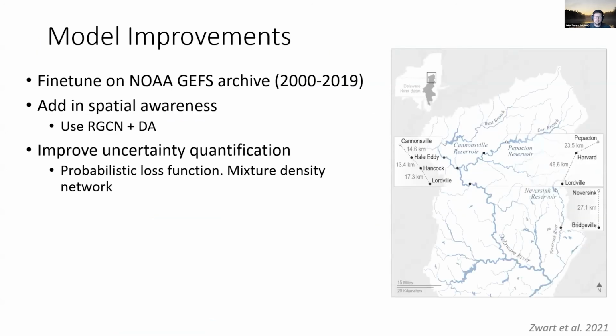And then finally, there are some model improvements that we want to include with the stream temperature forecast, and I'm just highlighting them here. We want to fine tune on some archives that we've recently downloaded from NOAA. We want to include a little bit more spatial awareness with this model. Last season, we were just using the temporal awareness, the LSTM. And like I mentioned earlier, we want to improve uncertainty quantification using these mixture density networks.